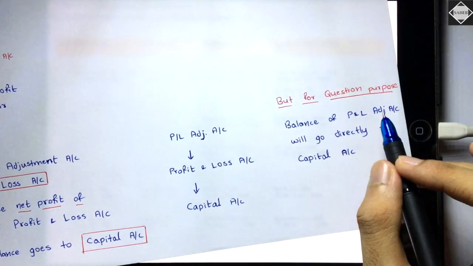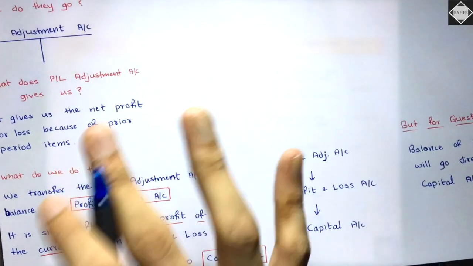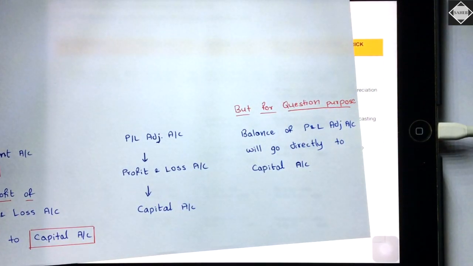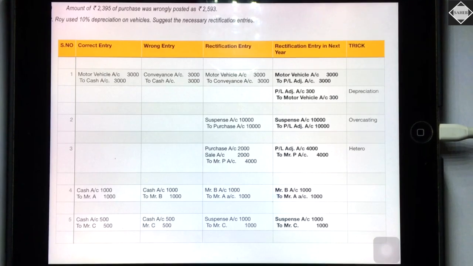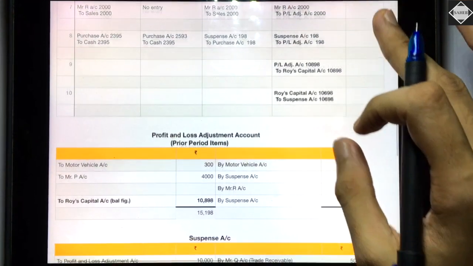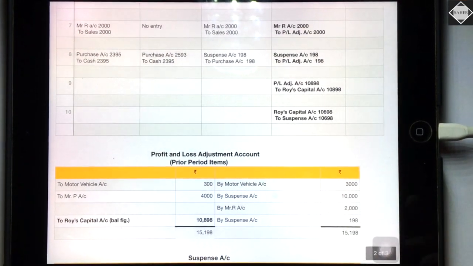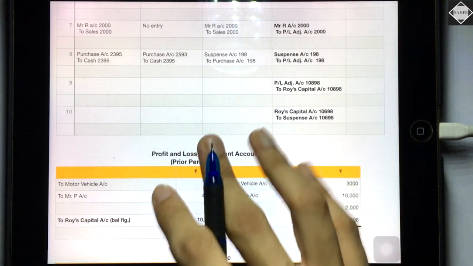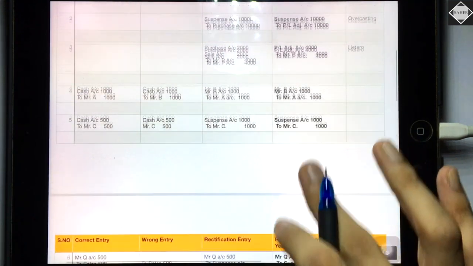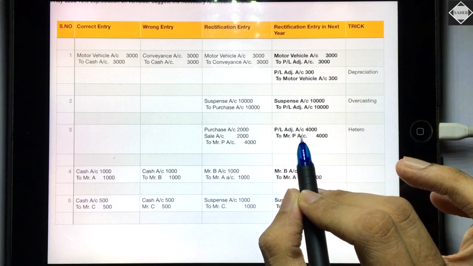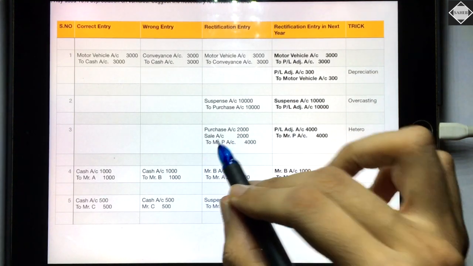But for the question purpose, what do we do? This is the technical thing, I mean what will actually happen. But for solving purpose, what we do in the exam and everywhere, we take it directly to capital account. So let's open profit and loss adjustment T account, ledger account. We also call it the prior period items account. What have we taken in profit and loss adjustment account? We have just used it in place of expenses and incomes.